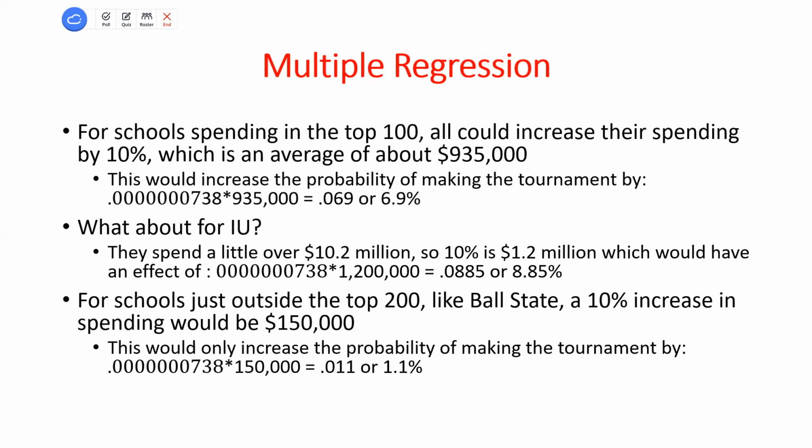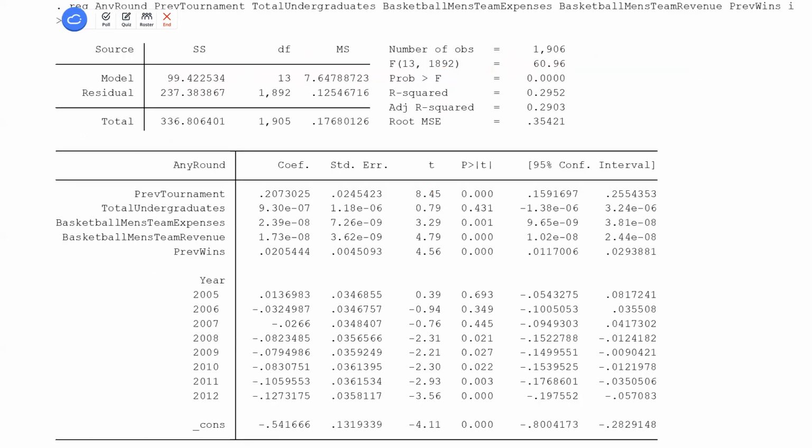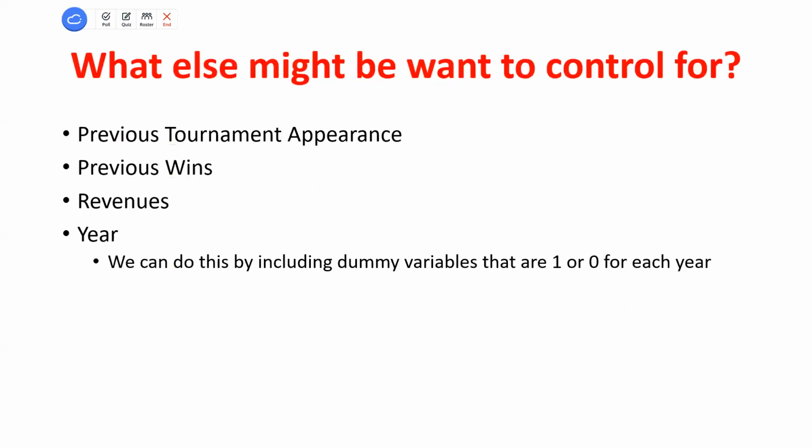The next step was throwing a bunch of additional controls in there that were in the data set, starting naive and building up. Did they make the tournament the prior year? How many wins did they have the prior year? That's trying to control for their overall quality. What are the revenues? Because I can't spend more money if I'm not bringing extra money in, so control for that. Then I did this thing called fixed effects, and we'll talk a little more about this next week.